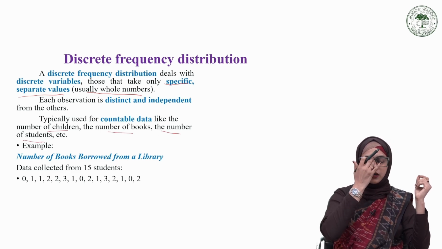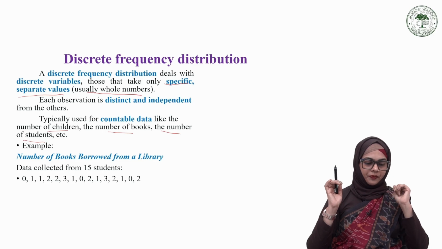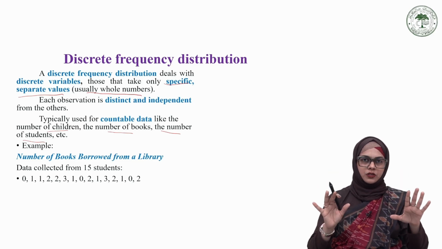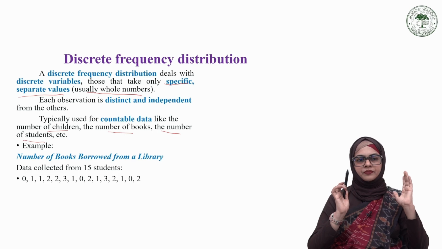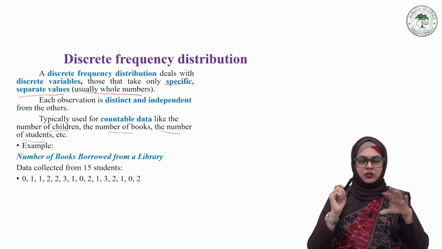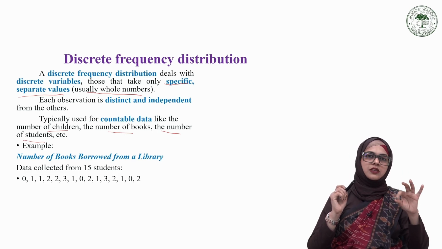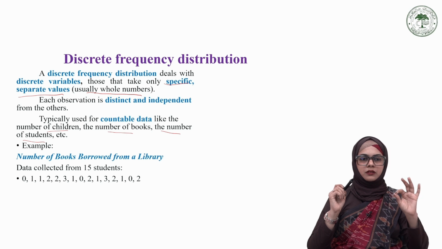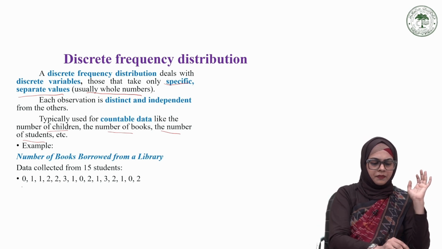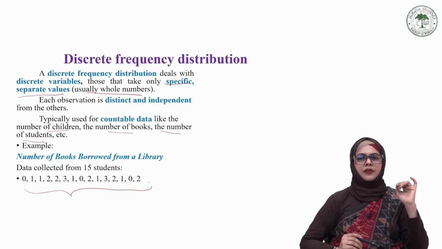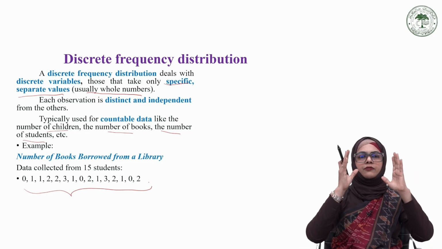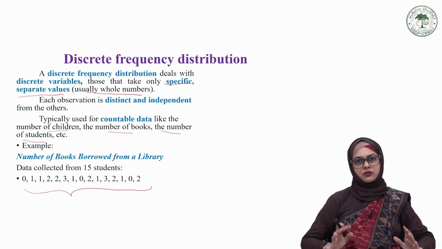Okay. Now here's an example. There are 15 students who have borrowed books from the library, right? So the number of books that have been borrowed by the 15 students are given in this form. Now, this is your raw data. Now, this you have to arrange in the form of a discrete frequency distribution.